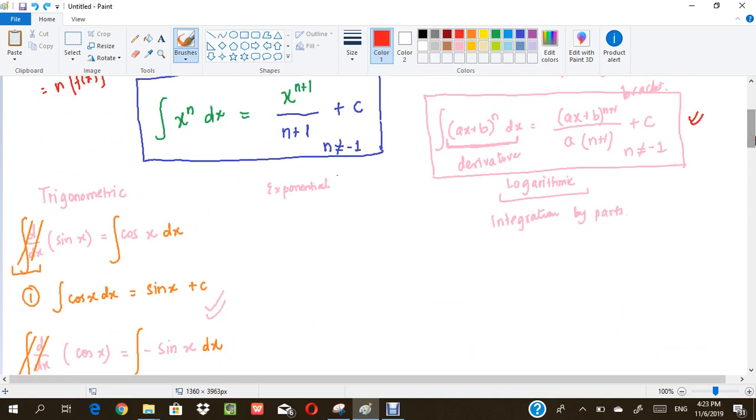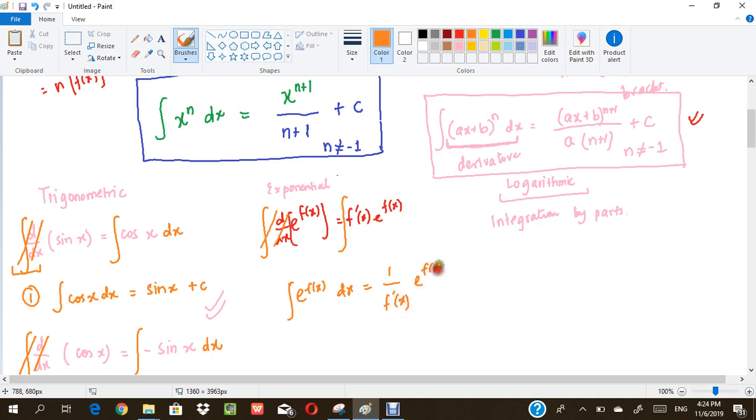Now, let's come to integration of exponential functions. From our knowledge of differentiation, we know that if I have e to the power of f(x), its derivative is going to be the function itself multiplied by the derivative of the power. So it's very easy to understand that if we reverse this differentiation, the integral of e to the power of f(x) would be 1 upon the derivative times e to the power of f(x) + c.